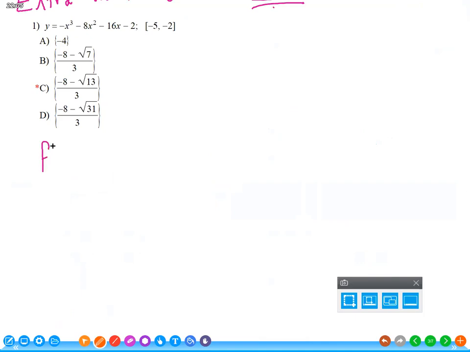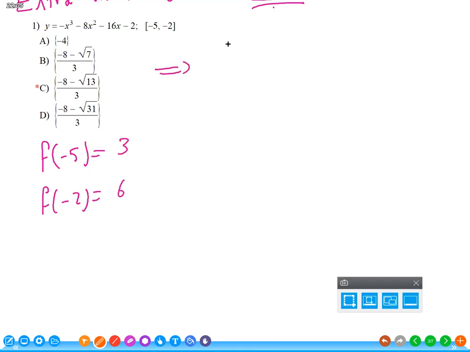So in your calculator, I want to evaluate f of minus 5 and f of minus 2. This is to find the slope of the secant line. In your calculator, I want to substitute: minus alpha x power 3, minus 8 alpha x power 2, minus 16 alpha x minus 2. Calc minus 5, the answer is 3. Calc minus 2, the answer is 6.